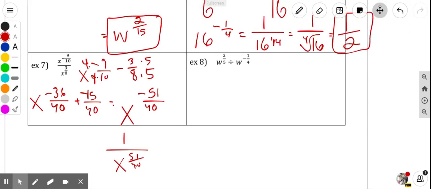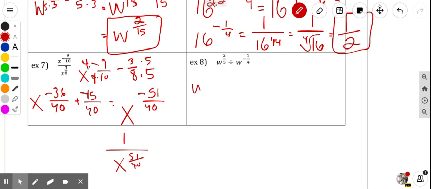Okay, last one. We have w to the 2/5 divided by w to the negative 1/4. So it's going to be w to the 2/5 minus 1/4. Actually, minus negative 1/4. Don't forget the negative. So that's going to turn into minus, and negative turns into plus, right? So now we need a common denominator.